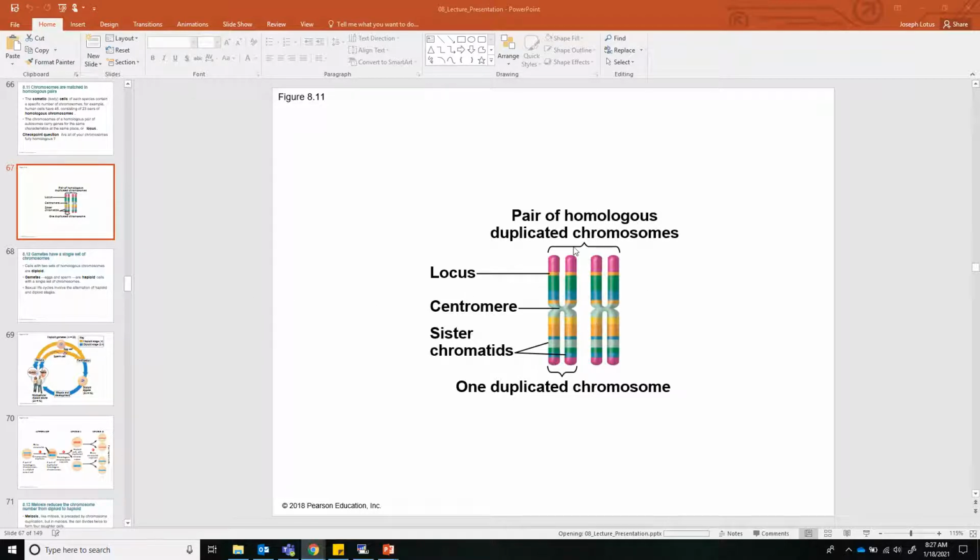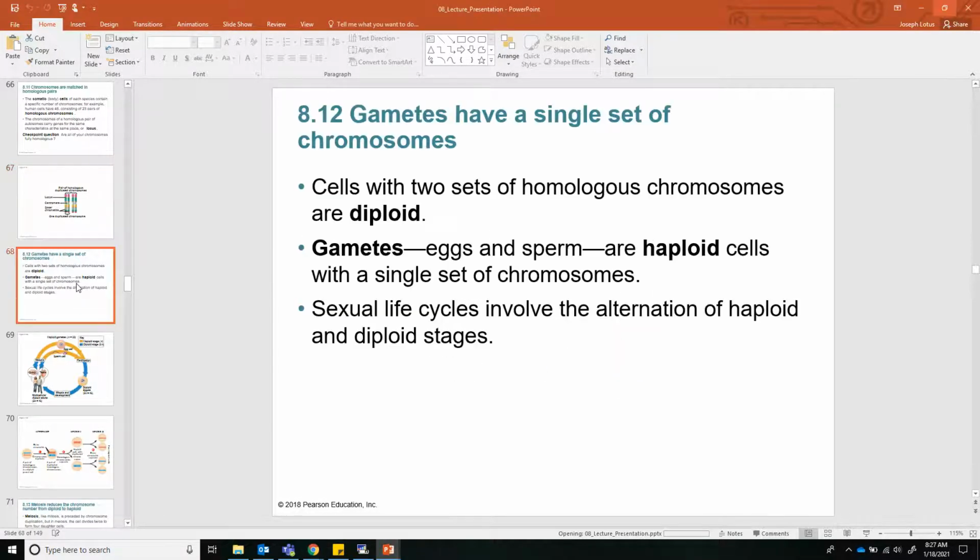The homologous pair is not identical, but they are similar. They have the same type of information in the same locations. So if a cell has 2 sets of chromosomes, we say it's diploid. If a cell has 1 set, we say it's haploid. So this is an adjective describing how many sets of chromosomes the cell has. Gametes, like egg and sperm cells or sex cells, are haploid, while somatic cells and germline cells are diploid.